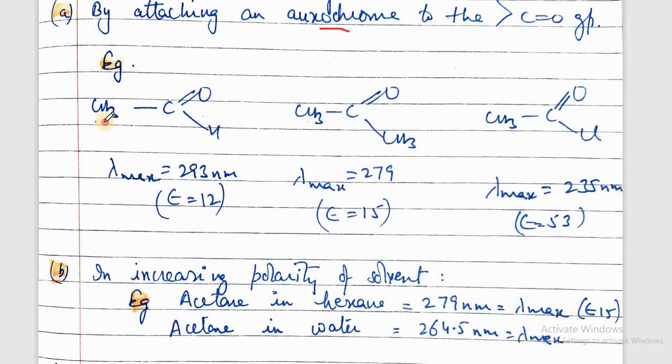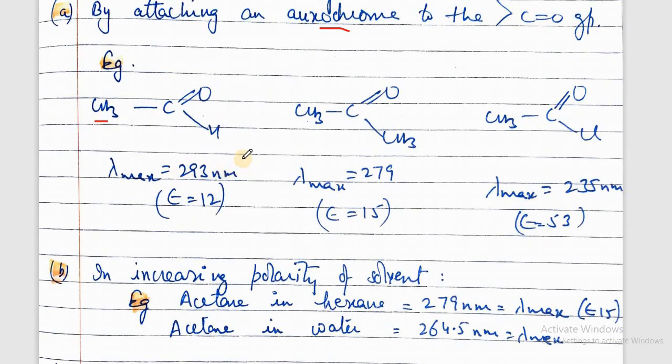In this one, a CH3 group is present, the lambda maximum is 293 nanometers, but if one more alkyl group is added, then it decreases to 279 nanometers. And if suppose a Cl group, that is an electron withdrawing group, is present, then it still decreases and becomes 235 nanometers. So by adding auxochromes we can shift towards the shorter wavelength, that is by adding a methyl group, now here is one more methyl group, now here is a Cl group.